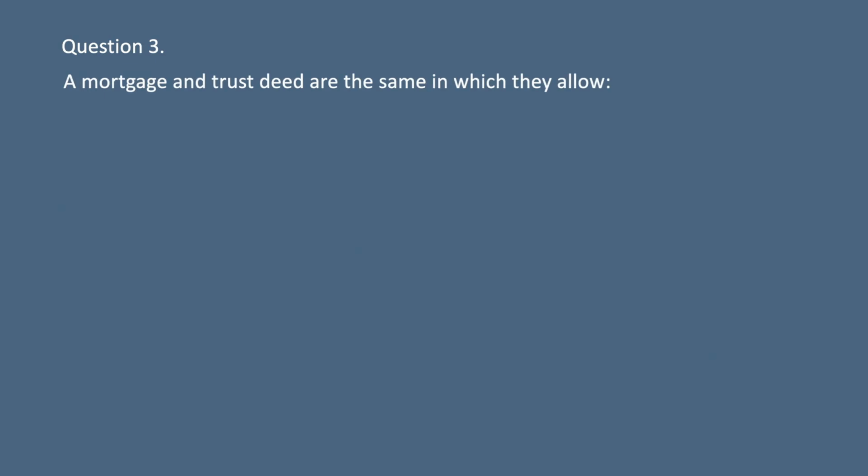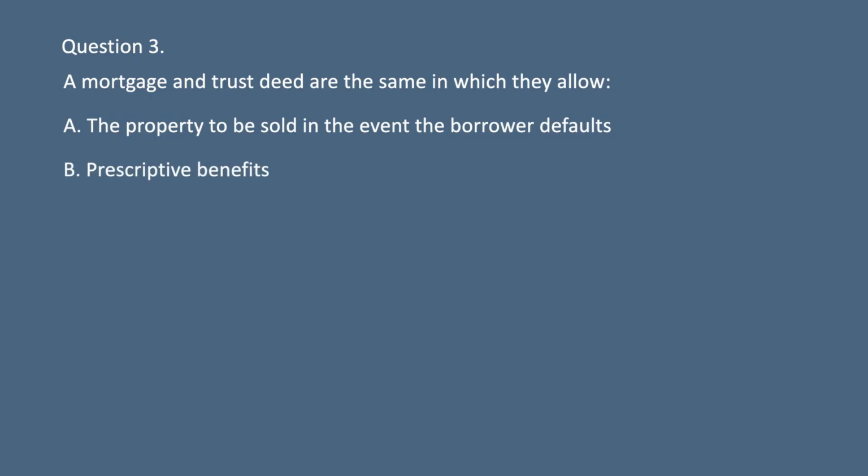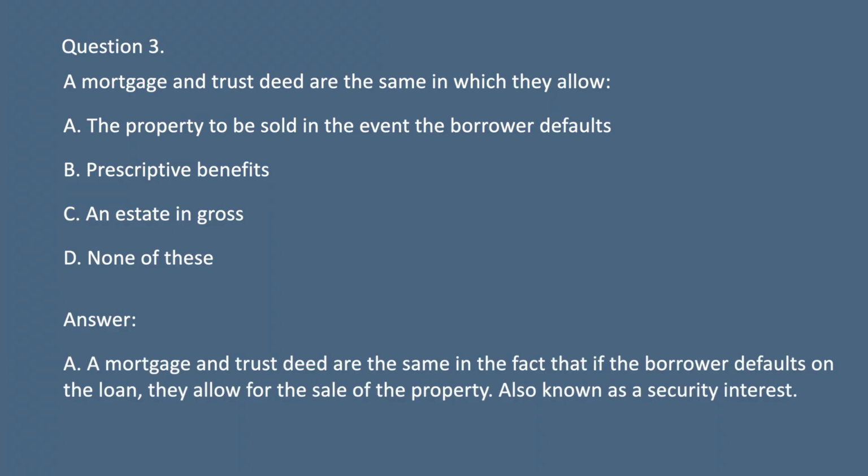Question 3. A mortgage and trust deed are the same in which they allow A. The property to be sold in the event the borrower defaults. B. Prescriptive benefits. C. An estate in gross. D. None of these. Answer A. A mortgage and trust deed are the same in the fact that if the borrower defaults on the loan, they allow for the sale of the property. Also known as a security interest.